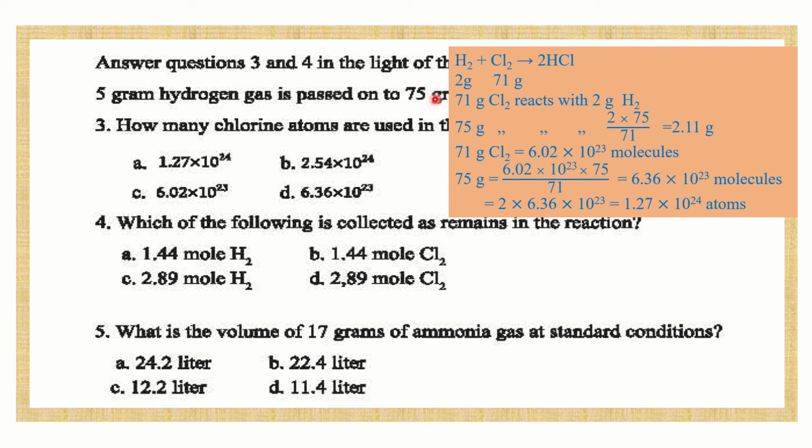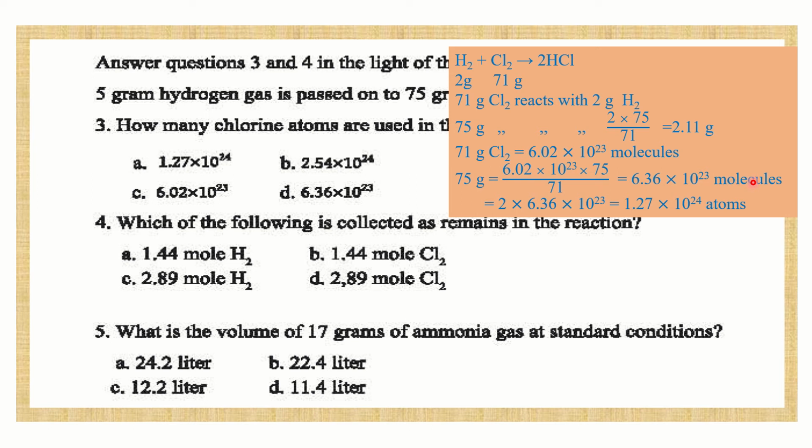That means 75 gram chlorine will be fully used in this reaction, and we will find out the number of atoms present in 75 gram chlorine. We know the molecular mass of chlorine is 71. So in 71 gram chlorine there are 6.02 into 10 to the power 23 molecules. 75 gram chlorine means 6.36 into 10 to the power 23 molecules.